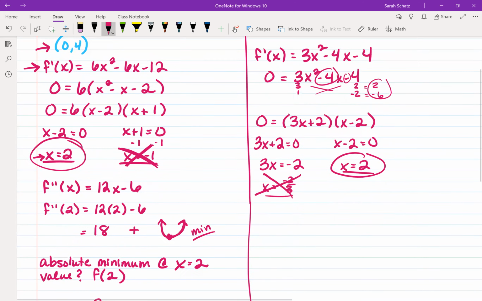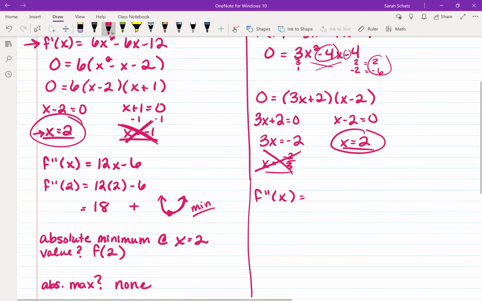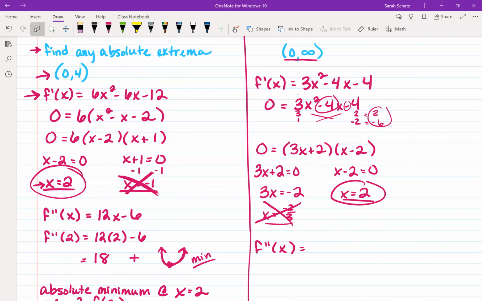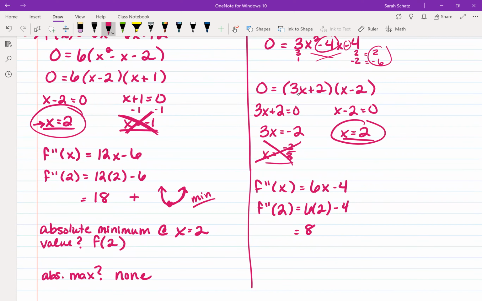What do I do from here? Test it. I need to find a second derivative. So what was our first derivative? It's right here, the 3x squared thing. So what's the second derivative? Well, that's going to be 6x minus 4. How do I test my critical point? I put it into the second derivative. So I get 12 minus 4, so I get 8. Again, this is positive, just like over there. Remember, positive second derivative means concave up, which means this value at 2 is a min.